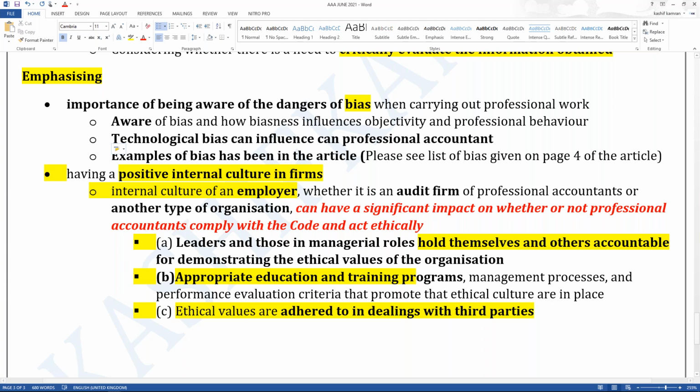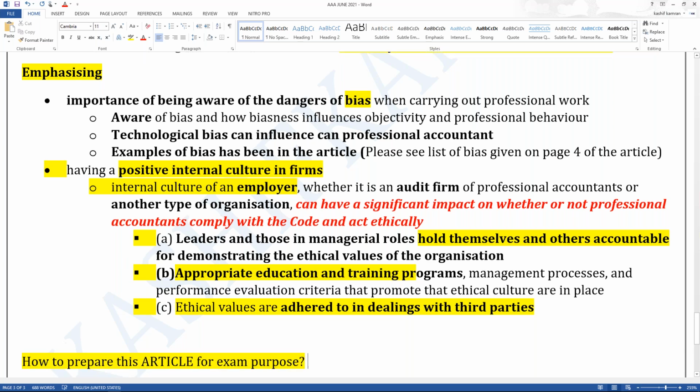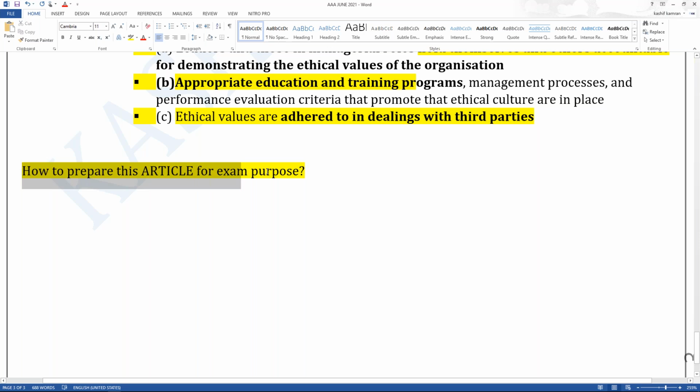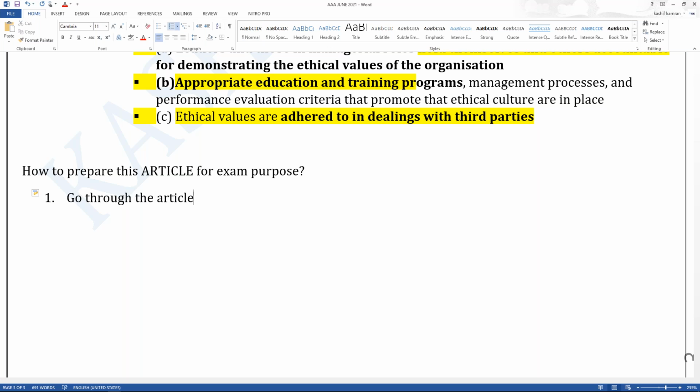Now, how would you go about preparing this article from an examination point of view? That's a big question. How to prepare this article for exam purposes? I think that's a big question which I should solve and exit from this article. Now, if you're preparing this article from an examination point of view, first of all, what you should do. Firstly, I would prefer that you just go through the article published before you read my summary. You just go through the article published and try to understand it yourself.